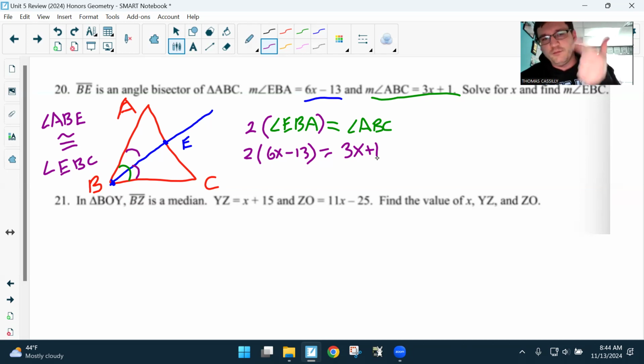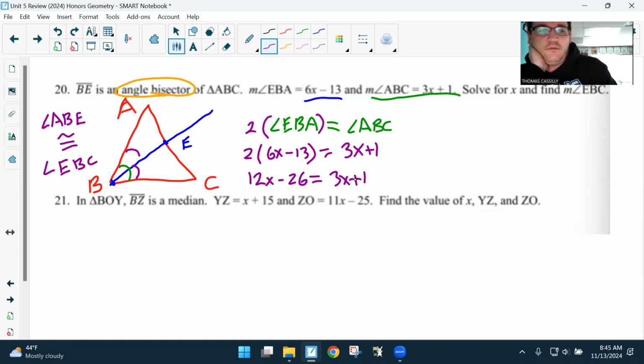We had a mid-segment, a median, centroid, angle bisector, altitude, perpendicular bisector, right? Using the term, we had to figure out what the setup on these pictures kind of looks like. And that's the key. That's the whole idea of these problems: giving you this information and seeing if you can set up these equations. All right, so we got 12x minus 26 equals 3x plus 1.